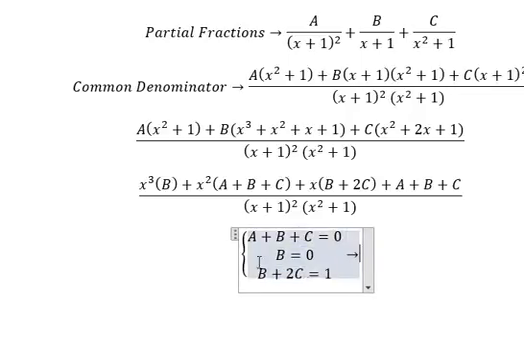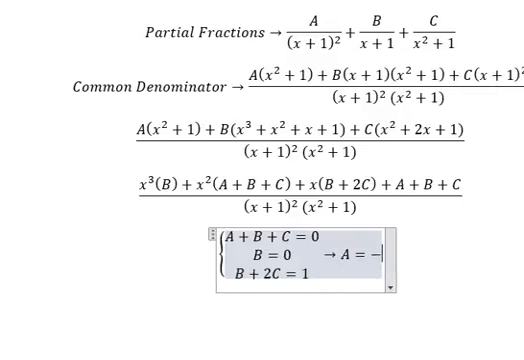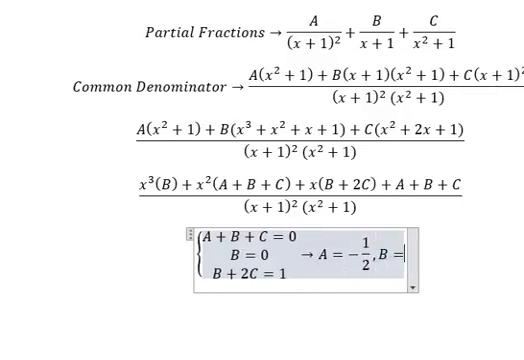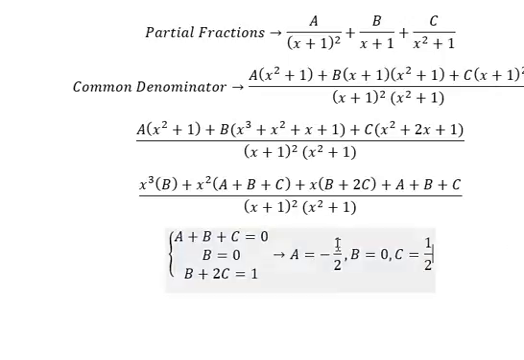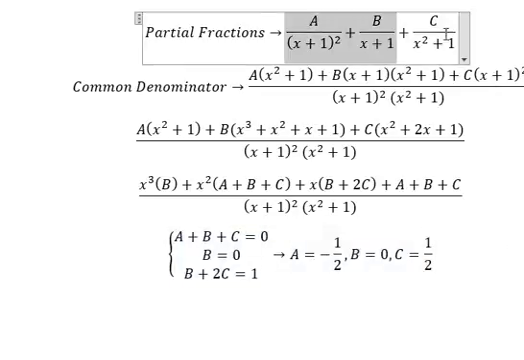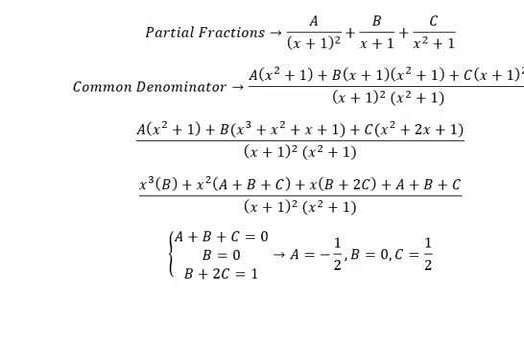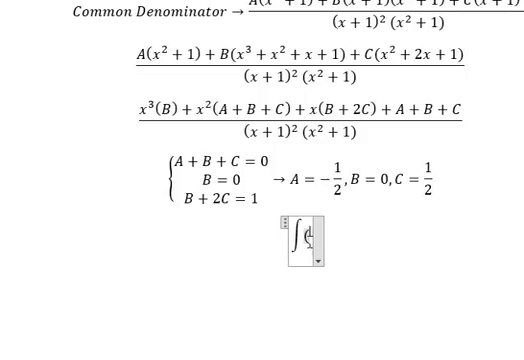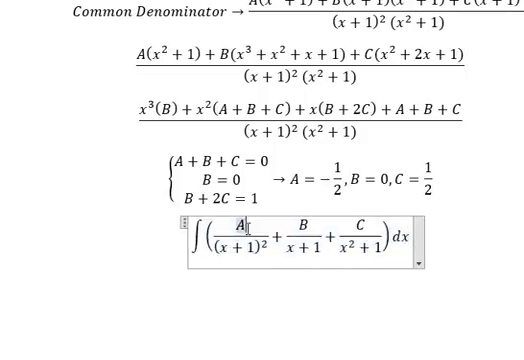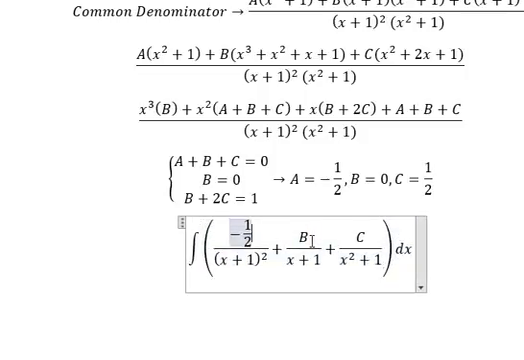And now we need to find the solutions of A, B, C. So A equals -1 over 2, B equals number 0, C equals 1 over 2. And now we put A, B, C gone here.